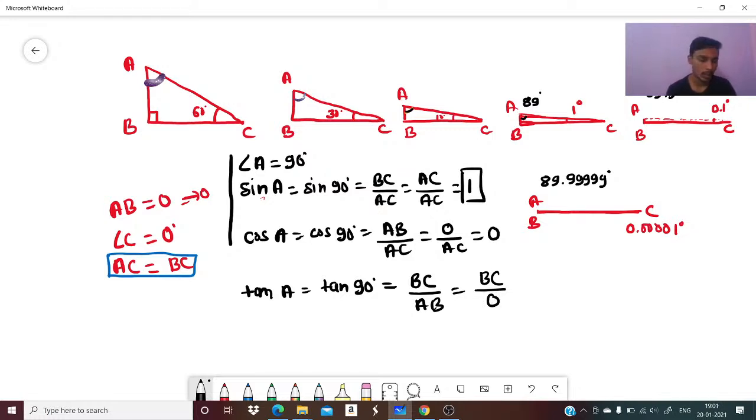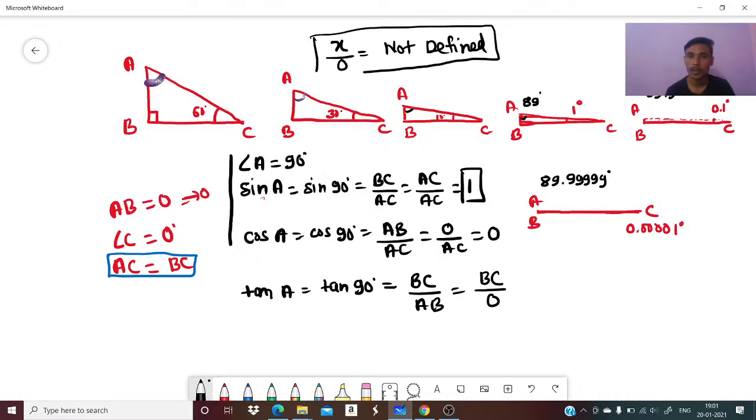Now here you should know that any real number upon 0 is always not defined. You should know this thing, that any number upon 0 is always not defined. That's why BC upon 0 is not defined. Okay, and you should know this thing.